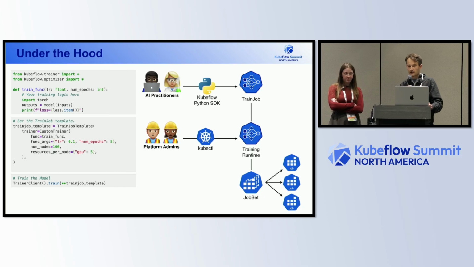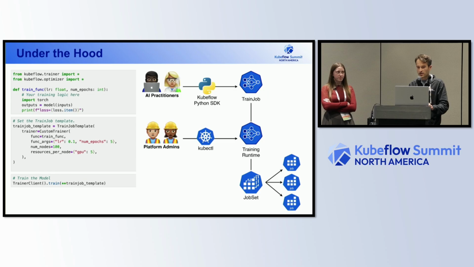So it all starts when you create a train job template or train job with some parameters and some training function. Then using the Kubeflow SDK, you're going to call the train method using that train job template. And that's going to create a train job resource in Kubernetes. In that train job resource, there is a training runtime that's being referenced, that's used by the Kubeflow trainer to retrieve additional parameters for the training job, for example, the container image that's used to run the training job, etc.